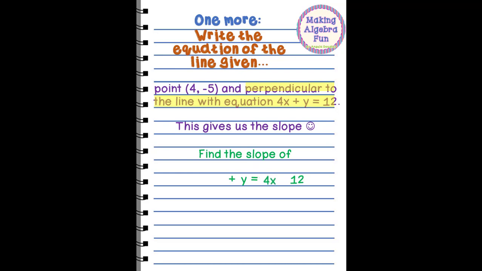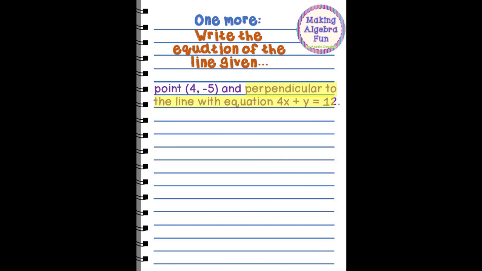It's the same equation. I'm moving the 4x, making it negative, and now I can see that my slope is -4. But the only difference is this time our lines are perpendicular. So our slope is not -4, it's actually +1/4. So it still gives you the slope. They're just not the same.